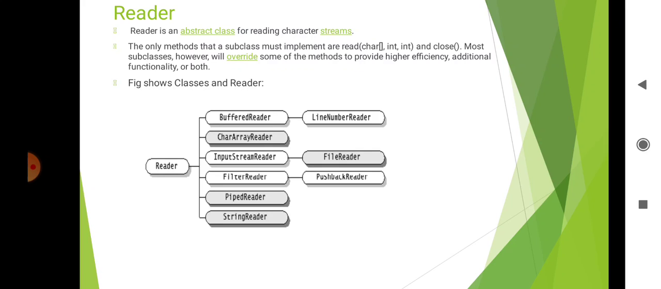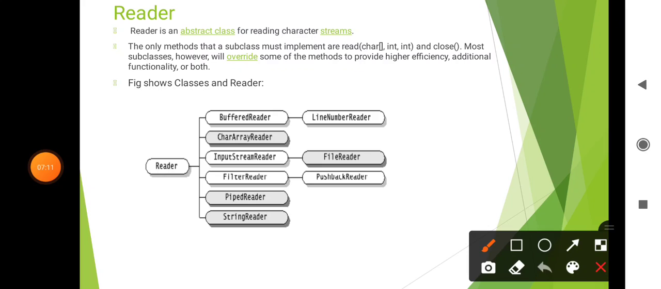readers here. First is the reader, and its subclasses like buffer reader, line number reader, then character array reader, input stream reader, file reader, filter reader, pushback reader, pipe reader, and string reader.